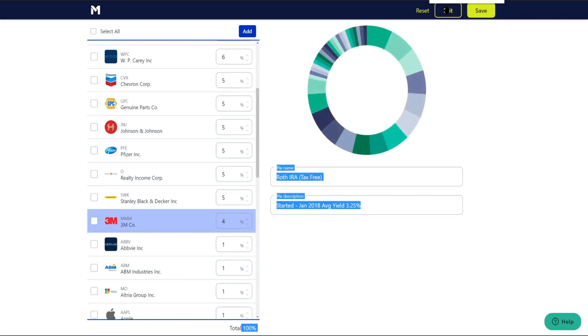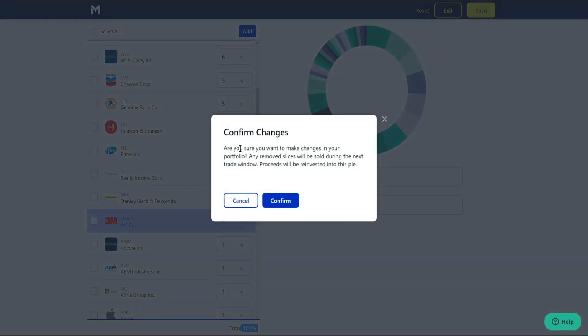This will total 100. Now as soon as I hit save here, it asks, are you sure you want to make changes in your portfolio? If you removed any slices, they will be sold during your next trade window and the proceeds will be reinvested into the total pie. So what it's telling you is that if you have any equity within the slices you've removed, they're going to get automatically sold off, a taxable event, whether you're doing it now or earlier. You're going to be selling out of those positions.